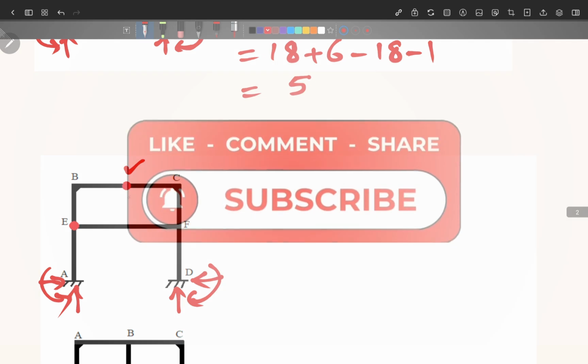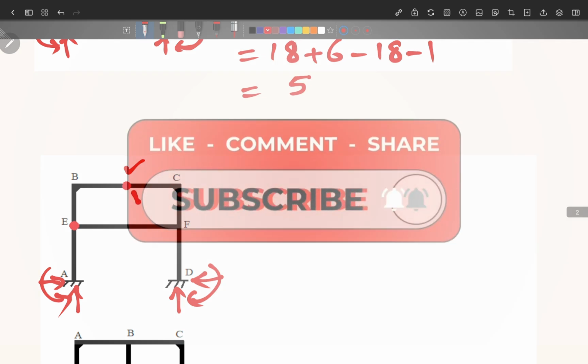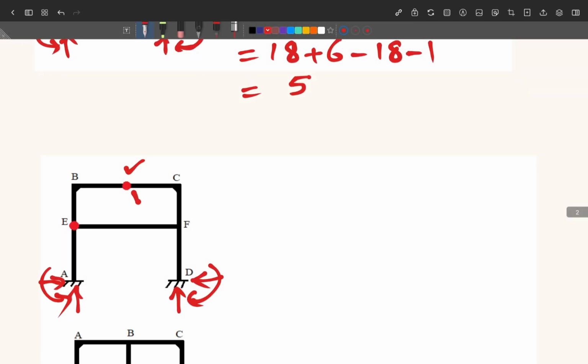This internal pin will give you one condition, but be careful at E, because E internal pin is connected with your 3 members, right? So internal hinge at E is connected with 3 members. One member is EF, another member EB and EA. So here we can say that C will be equal to 1 from here, and C will be equal to 2 from here.